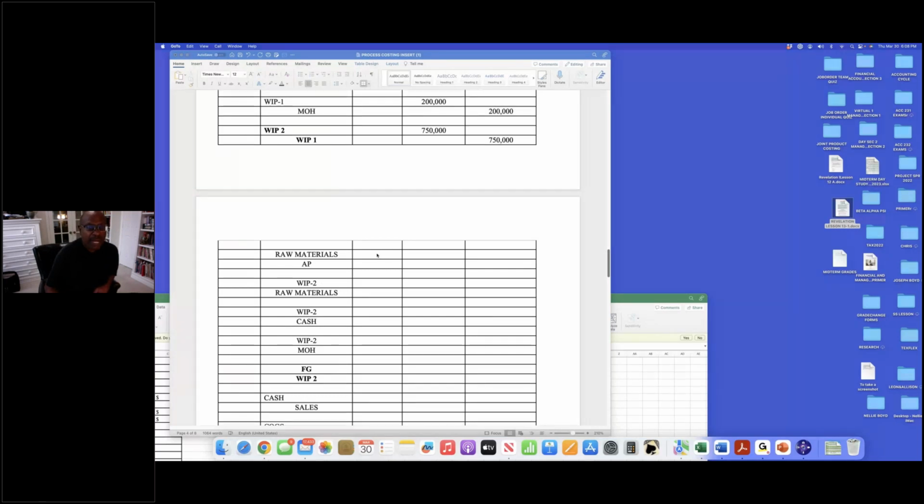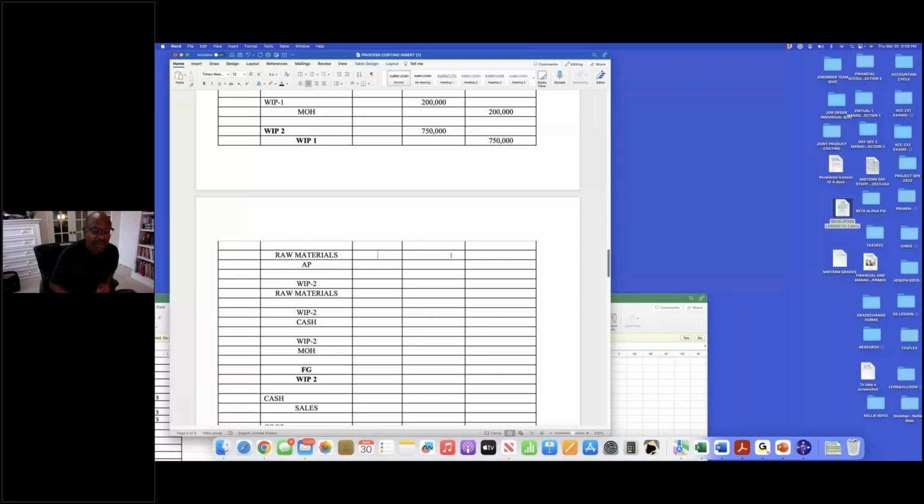So how much raw materials did we buy in Department 2? 250,000, to accounts payable. I'm going to let Chris knock the rest of these out, though. I got it. The work in process 2 raw materials is going to be 150,000 debit and credit.